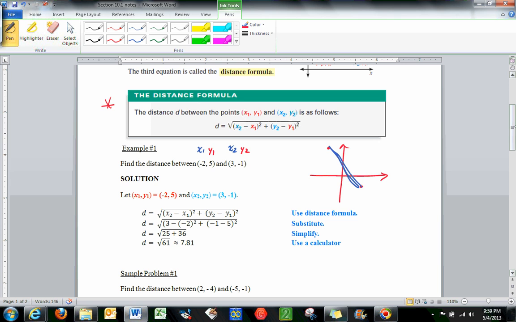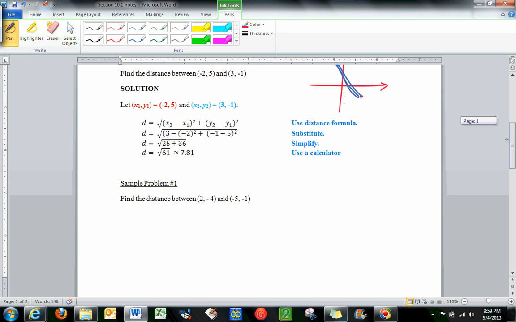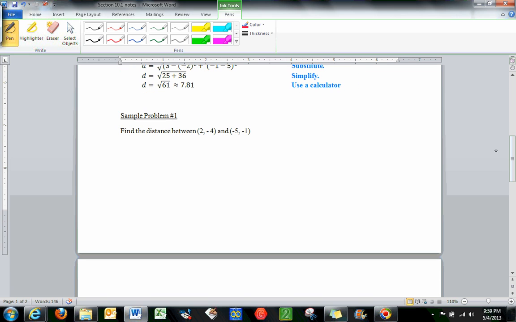So just for a little practice, a little review of the Algebra 1 distance formula, go ahead and stop the video at this point and work sample problem number 1 for me. Okay, so if we start here, and if I say 2 is x1 and -5 is x2, and I'll make this one y1 and y2, this gives me my values that we need.